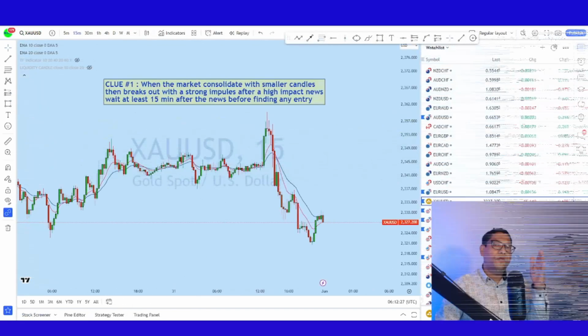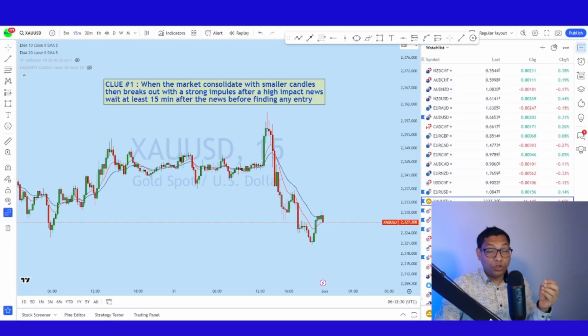Okay, traders, so let's find our first clue, which is the most important clue to find the timing with the time frame.